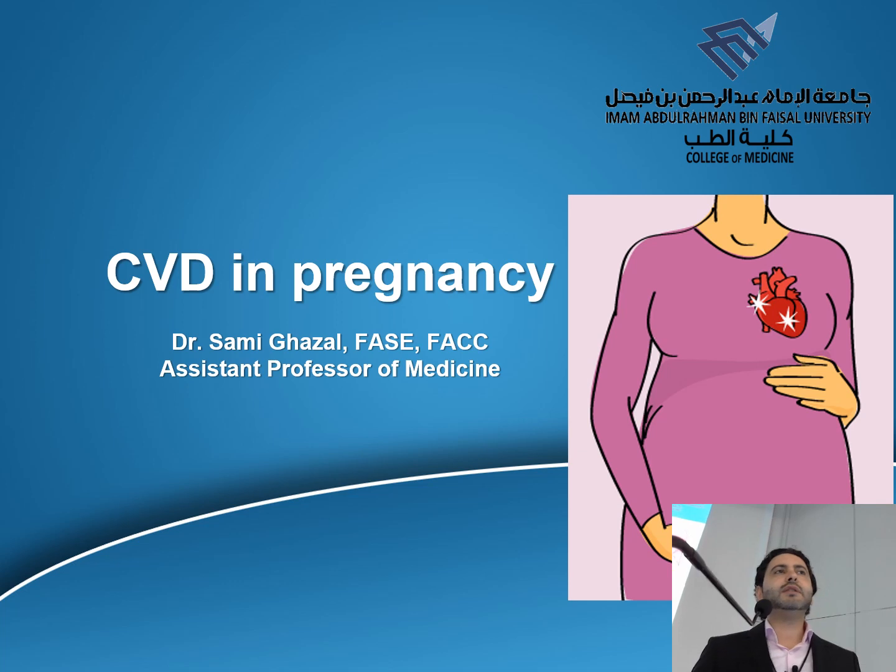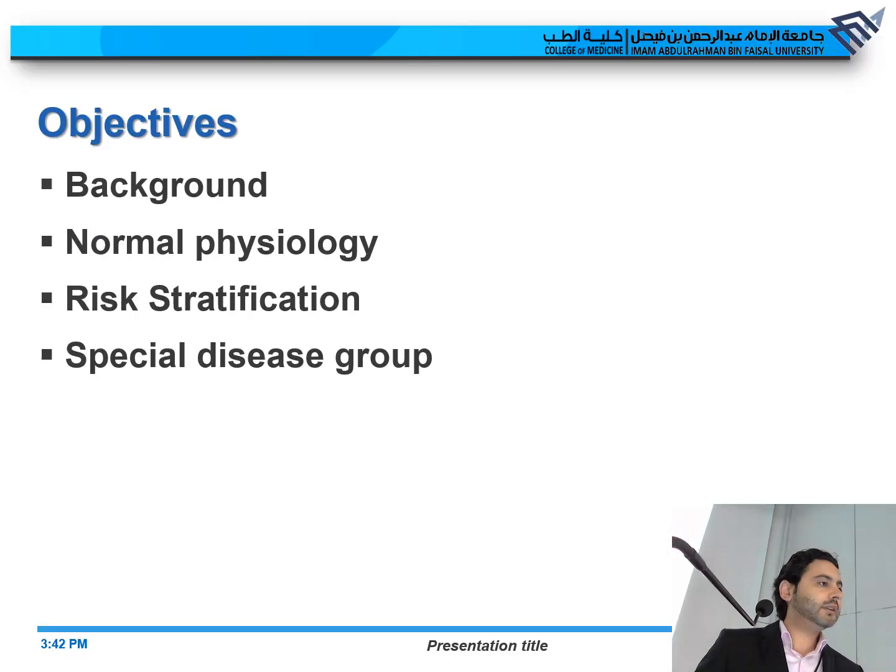Topic today is cardiovascular disease and pregnancy. We'll start with the objectives. So I'm going to talk to you about the background and the importance of cardiovascular disease and pregnancy. Then what is the normal physiology which happens during pregnancy. Then risk stratification. Then special disease groups of cardiovascular disease and pregnancy.